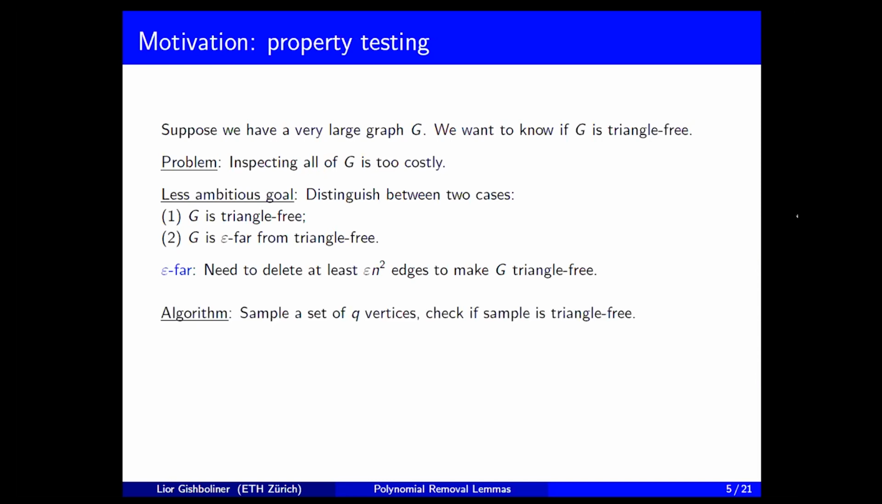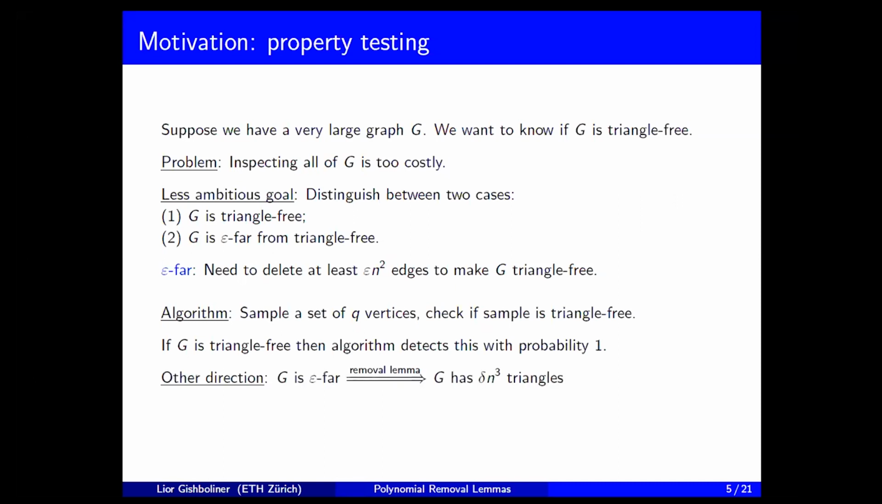Here is a trivial algorithm to do this. Let's just sample q vertices and check if the sample is triangle-free. If we don't find any triangle in the sample, we say that the graph is triangle-free. And if we do find a triangle, then we say that the graph is far from being triangle-free. So why does this work? The algorithm is trivial, but the analysis is not. One direction is easy. If G is triangle-free, then the algorithm will say this with probability 1.